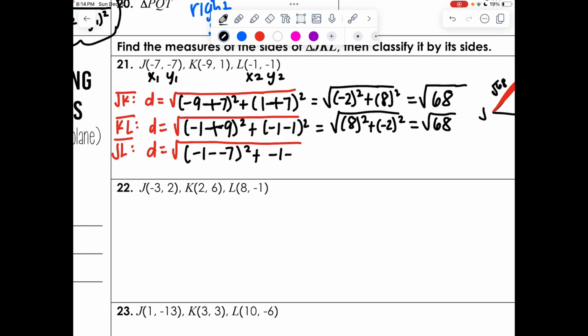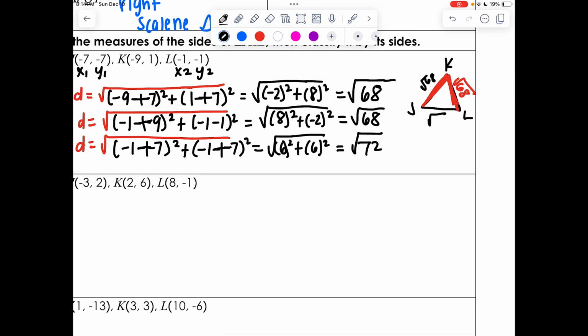plus negative 1 minus negative 7 squared. Add here, because two negatives make a positive. That's going to be 6 squared plus 6 squared, which is going to be 36 plus 36 is 72. Okay, so that means JL is the square root of 72.